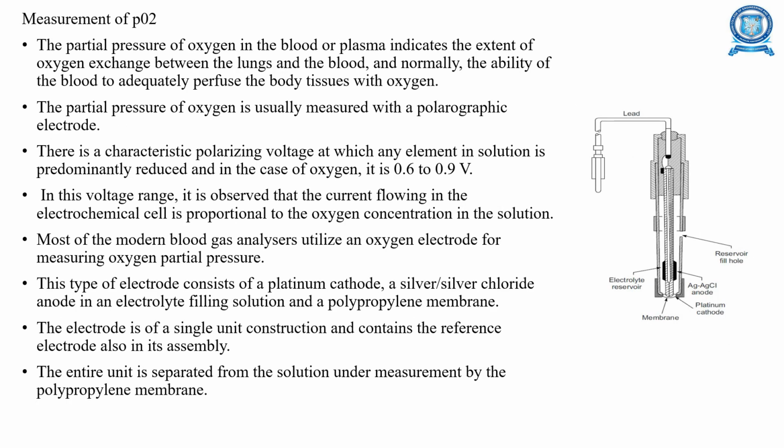Next is the measurement of PO2. The partial pressure of oxygen is usually measured with a polarographic electrode. In this voltage range, it is observed that the current flowing in the electrochemical cell is proportional to the oxygen concentration of the solution. The electrode is a single unit construction and contains the reference electrode in its assembly. Here is the diagram. You can see the electrolyte reservoir, lead membrane, silver and silver chloride anode, platinum cathode, and reservoir fill hole.